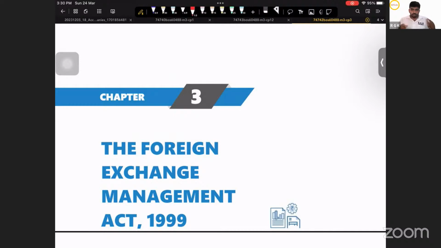Hello everyone. So in today's session, the topic that we are going to cover is an important topic as far as your other law is concerned. The topic that we are going to take up is Foreign Exchange Management Act, in short, we call this as FEMA. Foreign Exchange Management Act is what we are going to discuss in today's session.